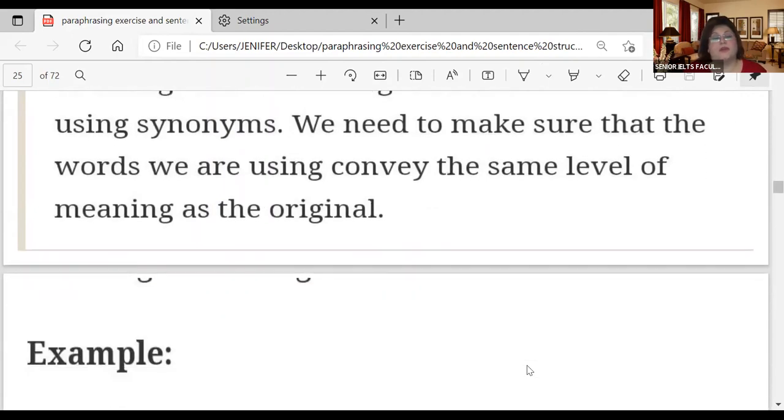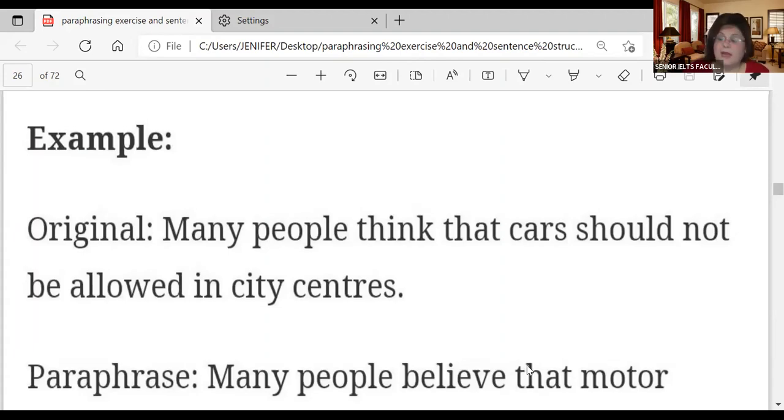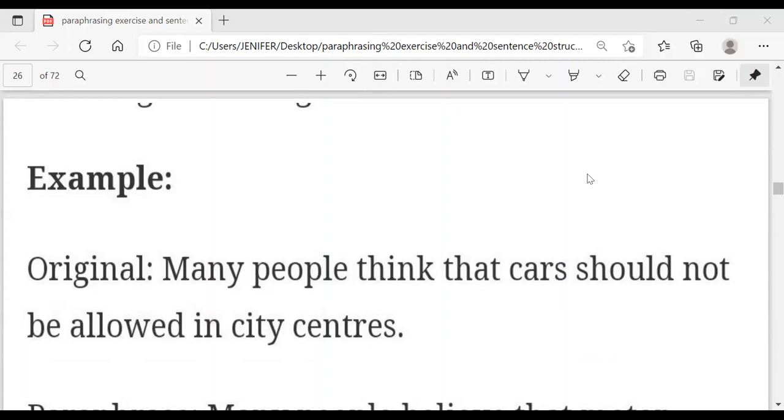Okay? For example, here, many people think that cars should not be allowed in the city centers. What will you write here? Let me check it out. Tell me, what will you write? What will you write, guys? How will you paraphrase here? Many people think that cars should not be allowed in city centers.